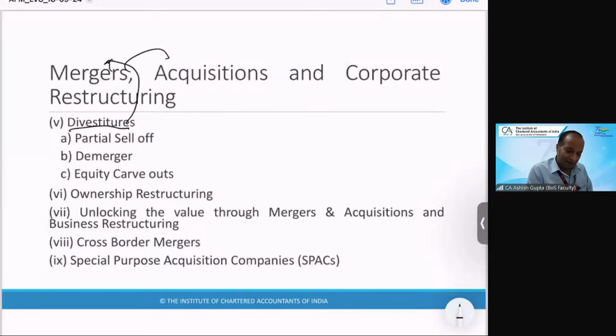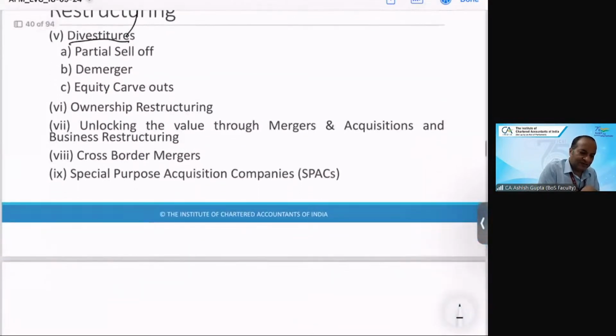So that is another concept. Recently, I came to know from the newspaper that there was a company, Snowy, which demerged and even started delisting. All this has been covered here. Then ownership restructuring. Basically, this is internal reconstruction.